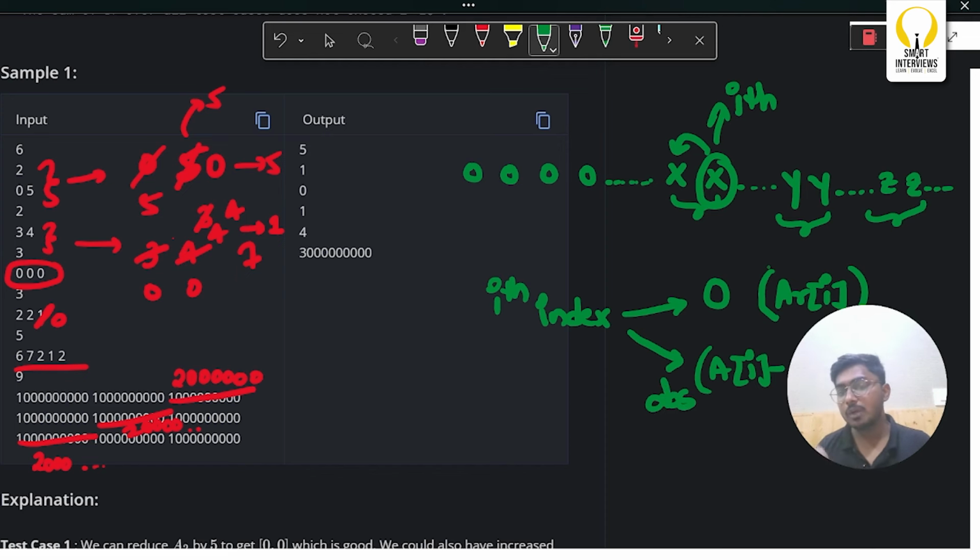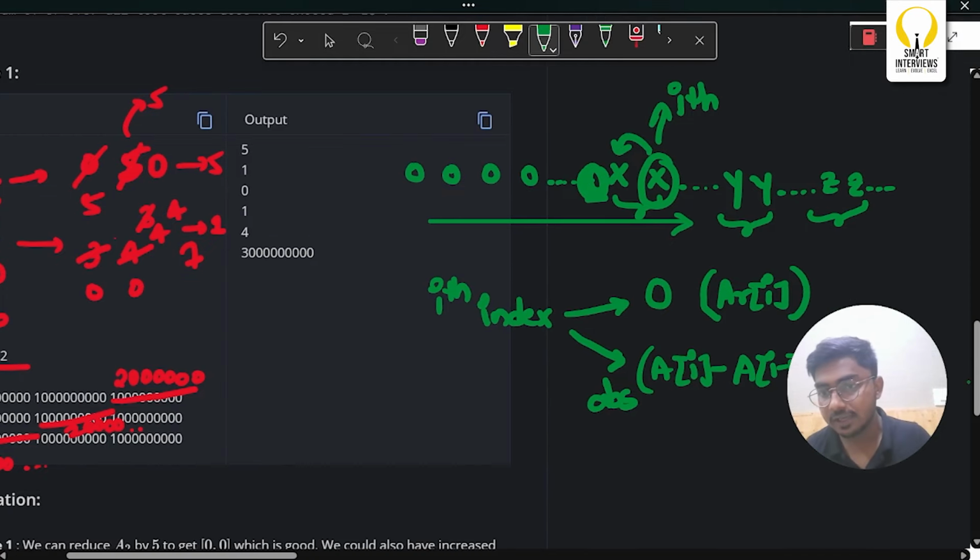And I need to take care of one more thing here. Whatever the i minus 2 index element is, that has to be 0 now. Only taking care of current and previous is not sufficient. I need to go one more step behind as well. I need to make sure that my previous element is 0. Then only from here to here, my array is going to be good. And how many operations are required to make the i minus 2 element 0? Can I say A of i minus 2, these many operations are required.